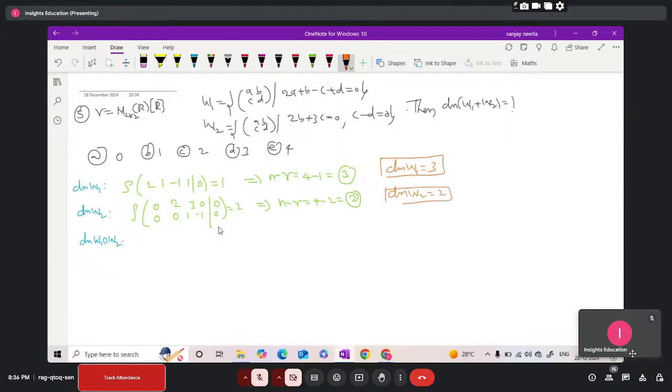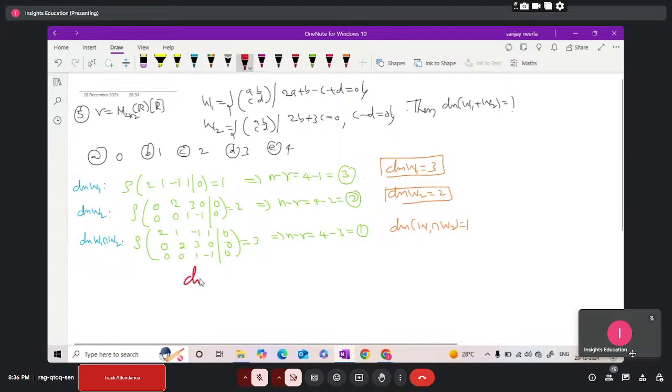Next one, intersection. Intersection means you have to take all the equations. That means 2, 1, minus 1, 1. Next one, 0, 2, 3, 0, 0. Next one, 0, 0, 1 minus 1. So it is upper triangular. So rank is 3, n minus r count, 4 minus 3, it is 1. So the dimension of this intersection is 1.